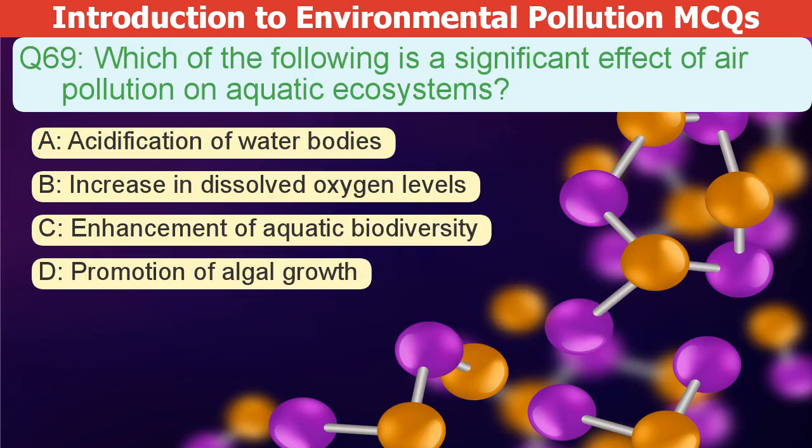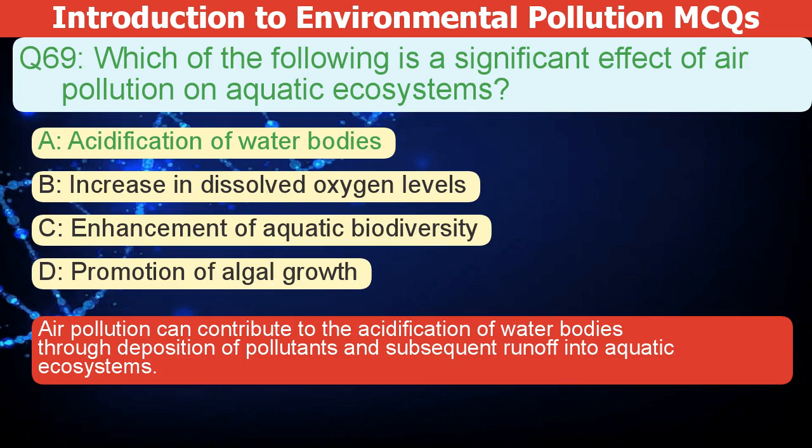Which of the following is a significant effect of air pollution on aquatic ecosystems? A. Acidification of water bodies. B. Increase in dissolved oxygen levels. C. Enhancement of aquatic biodiversity. D. Promotion of algal growth. The correct answer is A. Air pollution can contribute to the acidification of water bodies through deposition of pollutants and subsequent runoff into aquatic ecosystems.